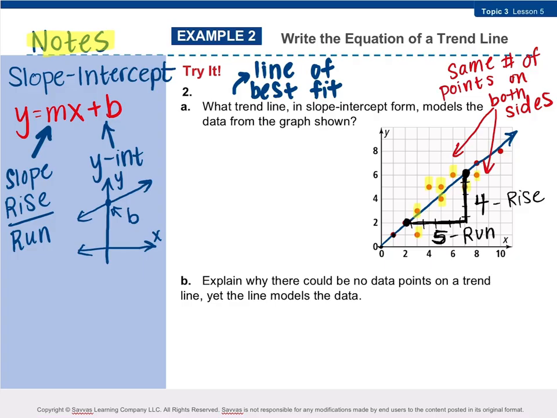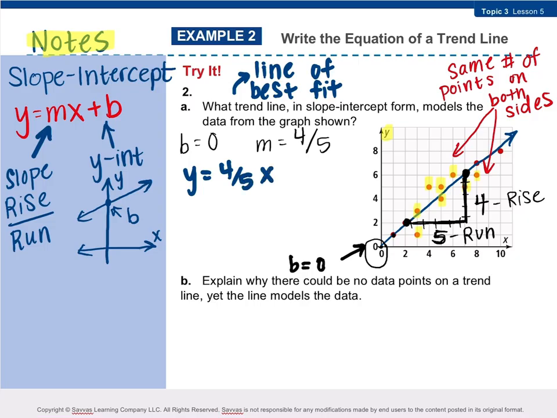And then where is my y-intercept? Here is where I cross the y-axis, right? The y-axis goes up and down. And so that's my b. b equals 0, and my slope is rise over run, so 4 over 5. And so if I put it into my equation, that's y equals m, 4 over 5, x plus b. And that's my final answer.